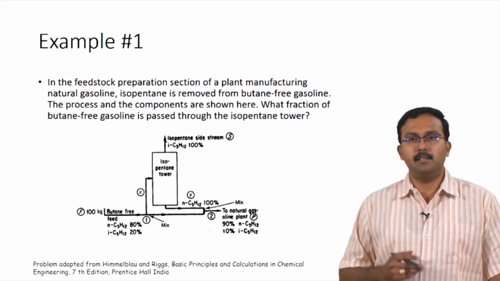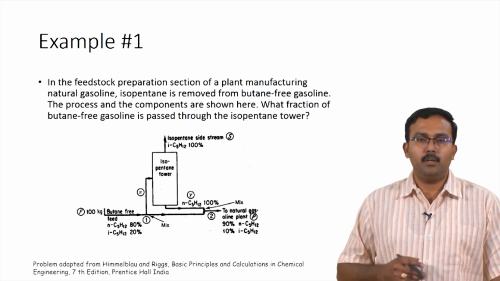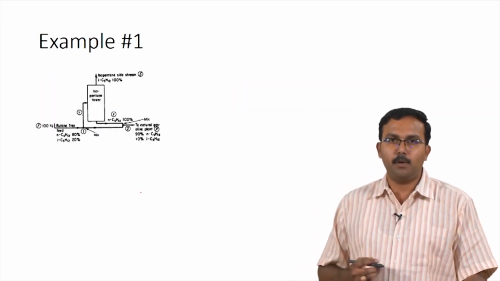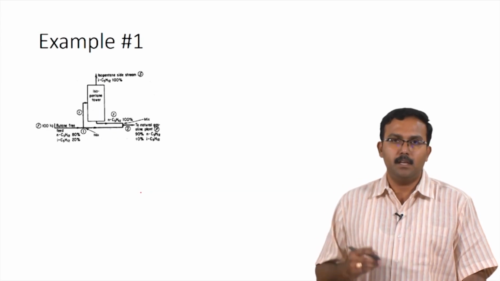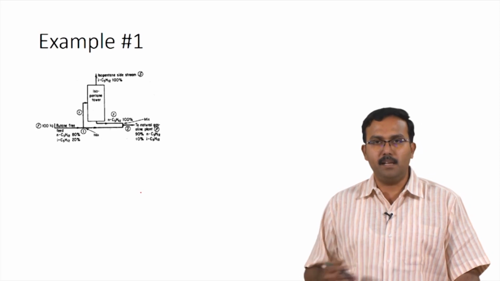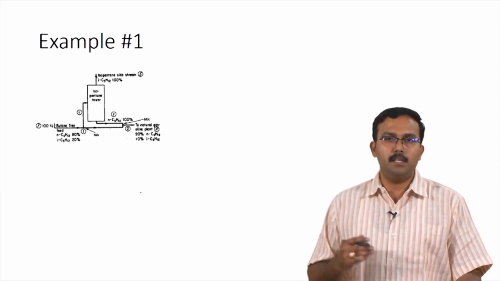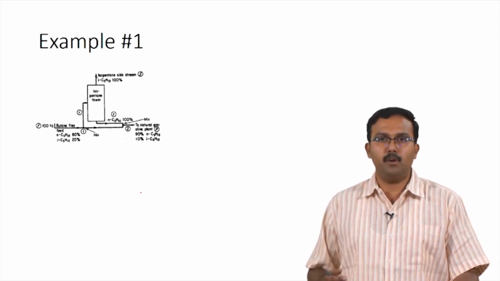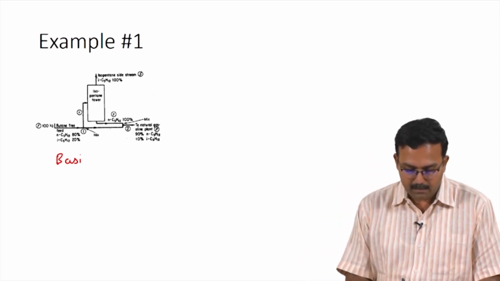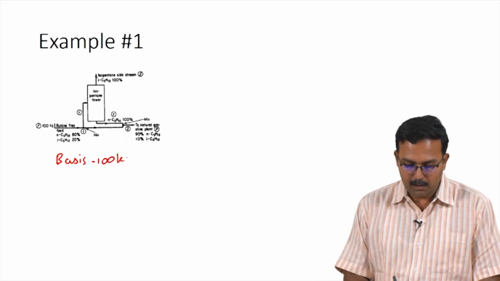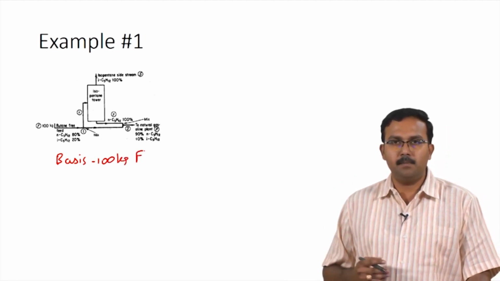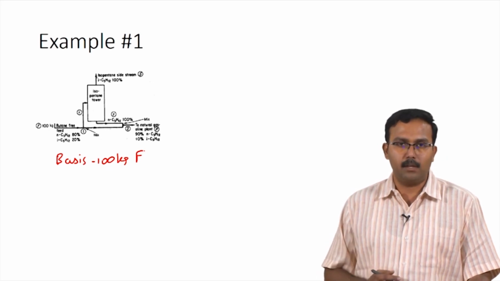Now, what would be the system we would want to choose for performing these calculations? The first step for any material balance problem is to identify the basis. In this problem, 100 kilograms of butane free gasoline is being fed to the system, which means the basis would be 100 kilograms of butane free feed. So, we will use the basis as 100 kilograms of F.